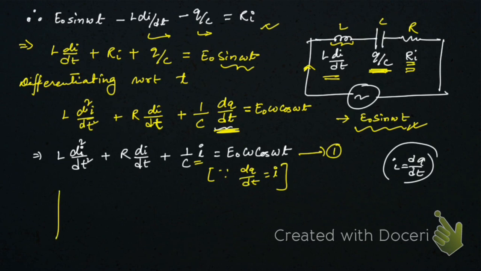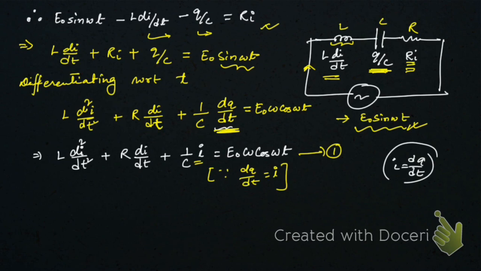So if this is your suppose EMF, then this can be your current. Different phase and maybe amplitude may be different, okay? So hope you have understood.